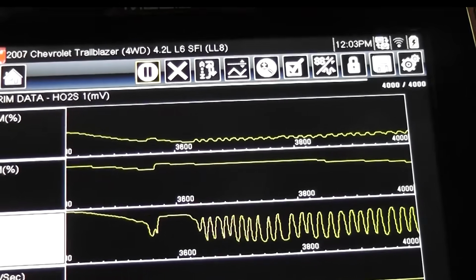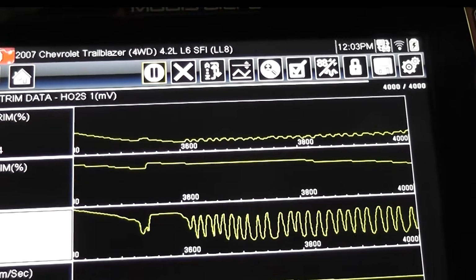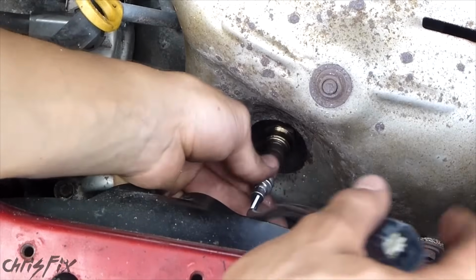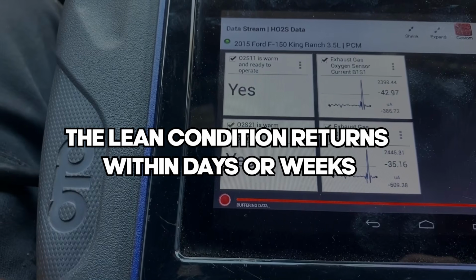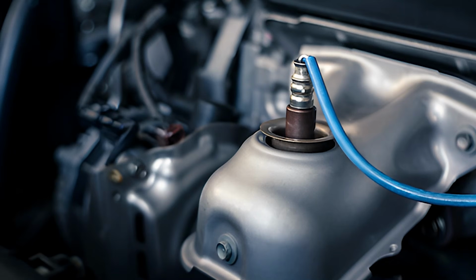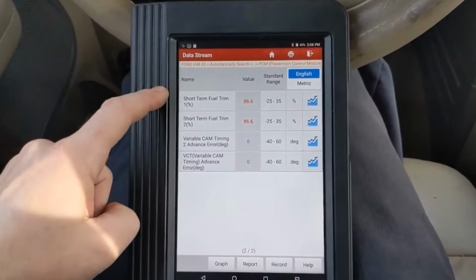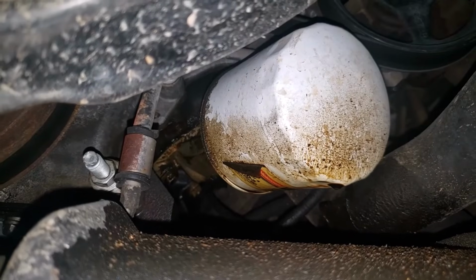Here's the trap. The shop sees a lean code or abnormal fuel trim data and immediately quotes upstream oxygen sensor replacement. The sensors come out, new ones go in, and the lean condition returns within days or weeks because the oxygen sensors were never the problem. They were reporting accurately on a lean condition caused by something else entirely.